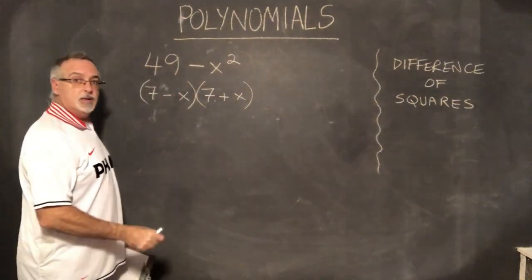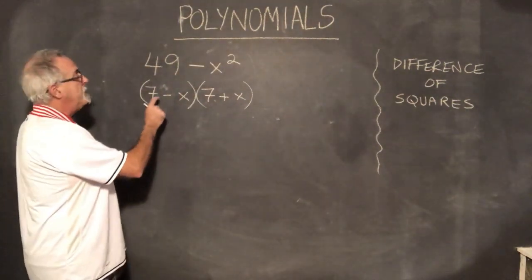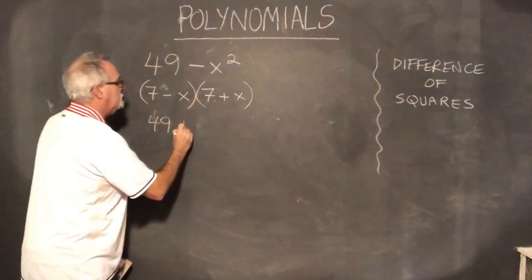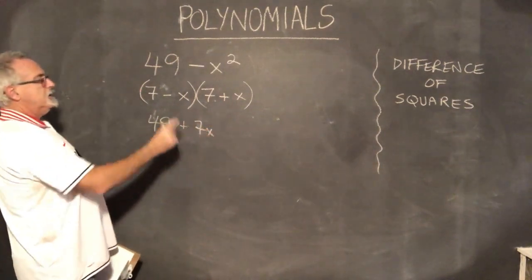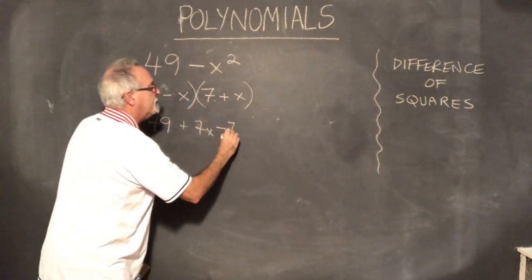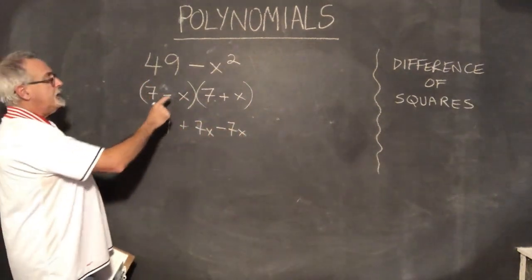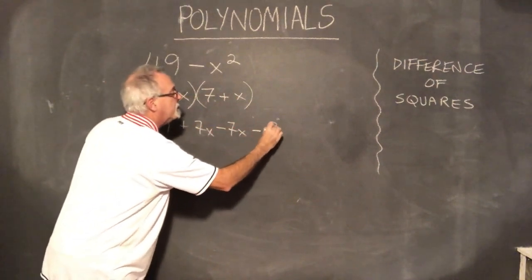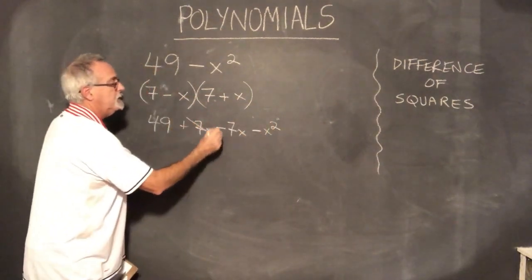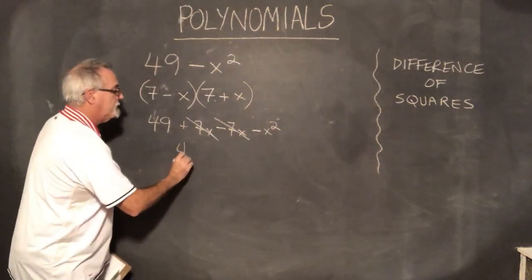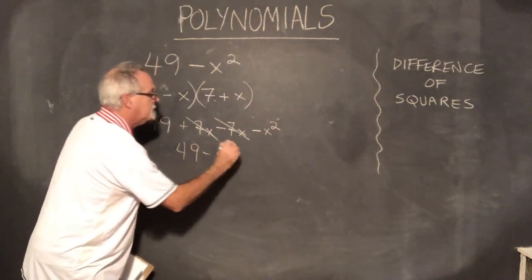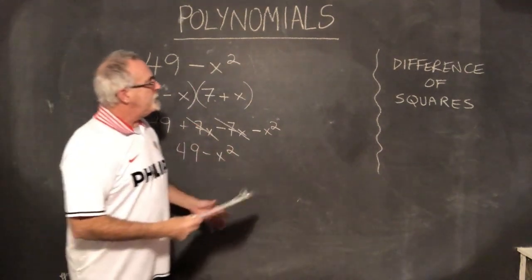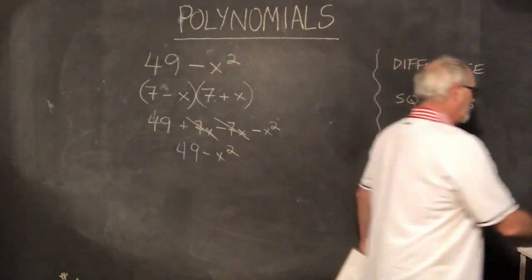Let's do the FOIL and verify with multiplication. First times first, 7 times 7, that's 49. Outside times outside, 7 times x, that's plus 7x. Inside times inside, negative x times 7, that's negative 7x. Last times last, negative times positive gives a negative. X times x gives x squared. Two middle terms are equal and opposite. They cancel. 49 minus x squared is the simplified way of writing this. That's what we started with. We verified. We get it. Didn't really leave enough room, so I'll erase, and now I'll do another one.